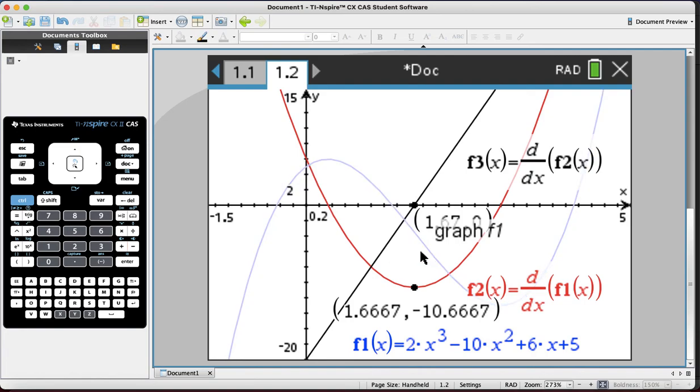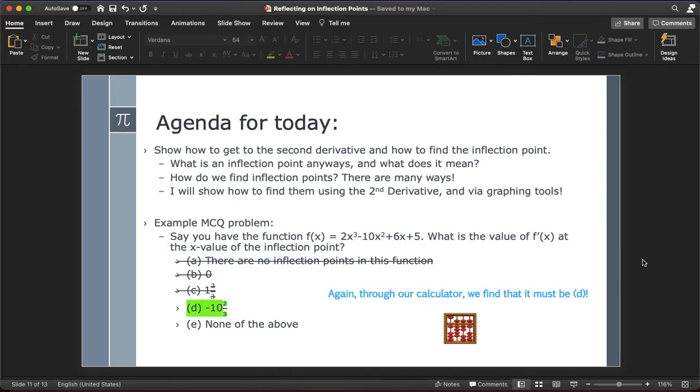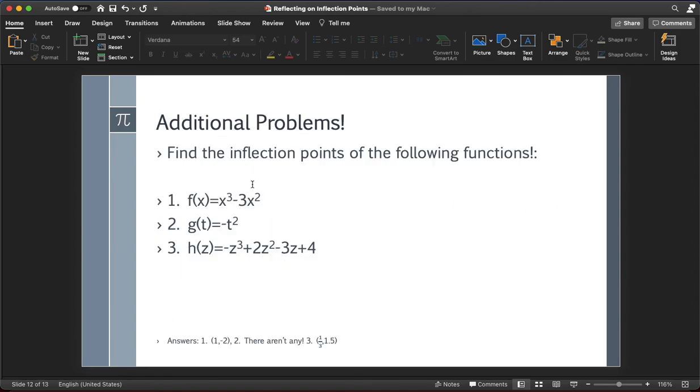And yeah, this is how you get the sign and the value of the first derivative. So yeah, again, through a calculator, we find that it must be D. So here are some additional problems, and your answers are down here.